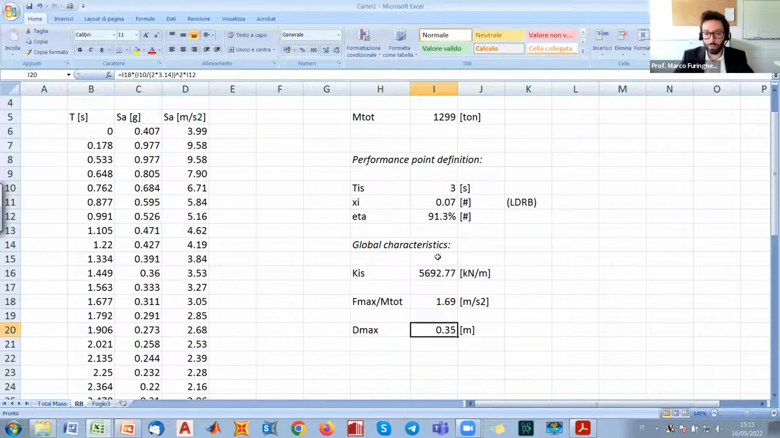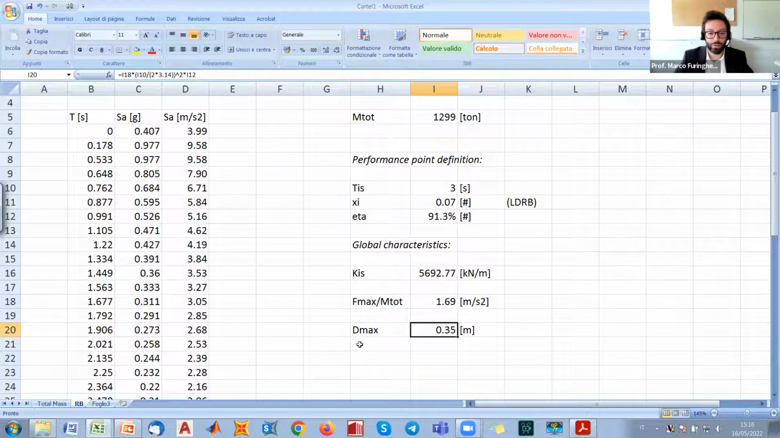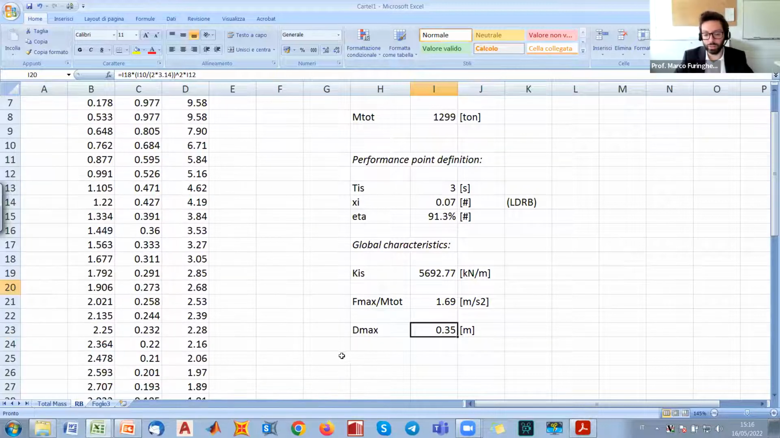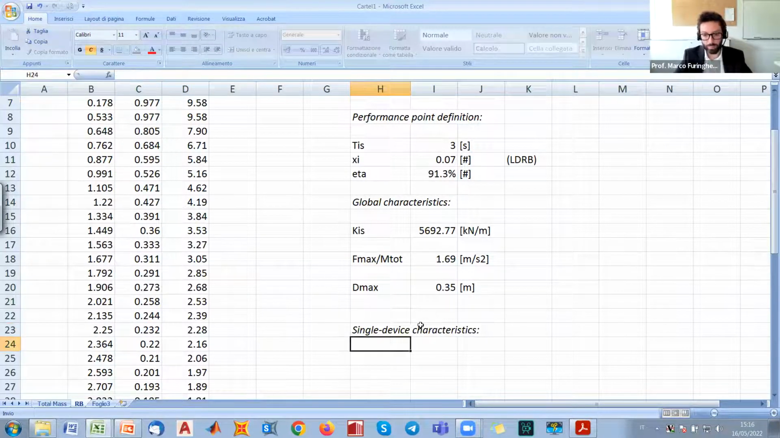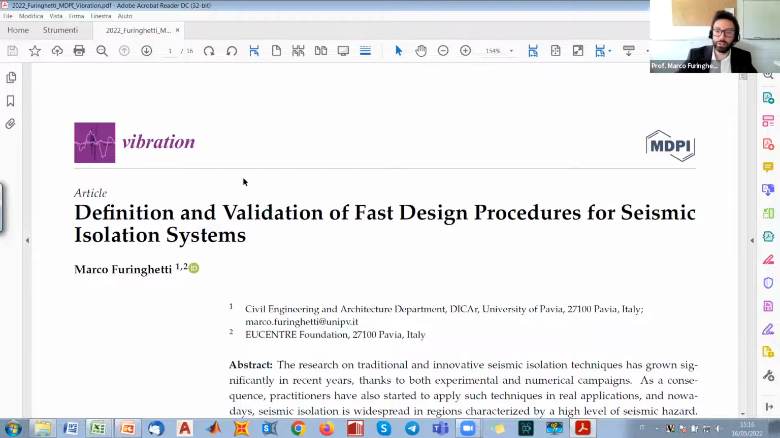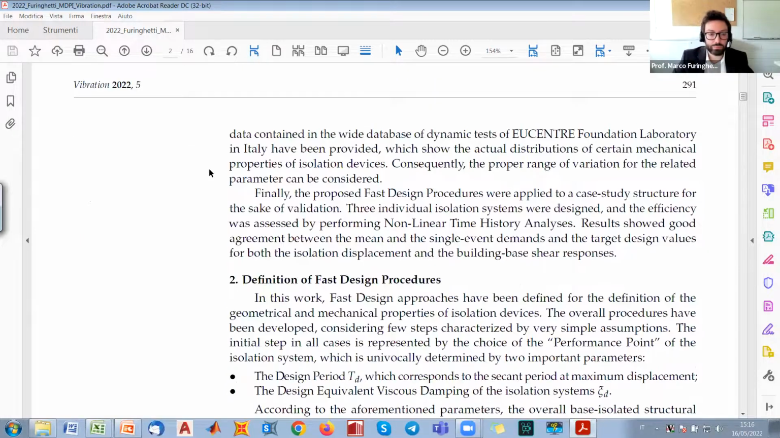So once we have the global characteristics, we can go through the characteristics of the local level, so for the single devices. So let's call these new computations single device characteristics. So I just take the research article that I've shared within our folder in the Google Drive, and you will see that here there is actually the definition.